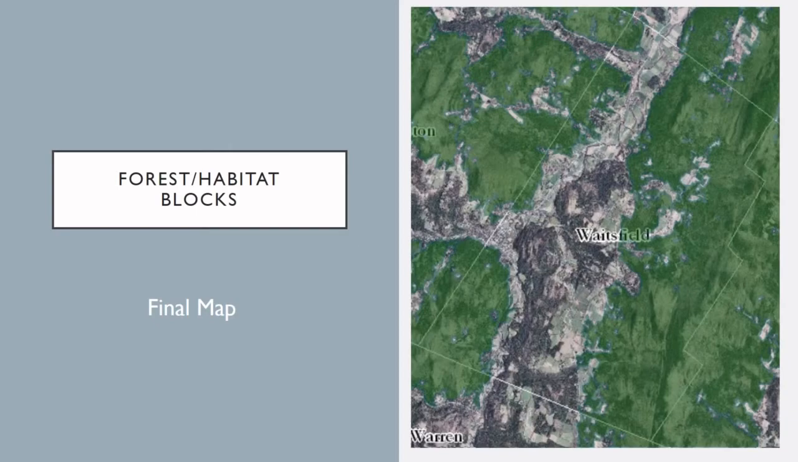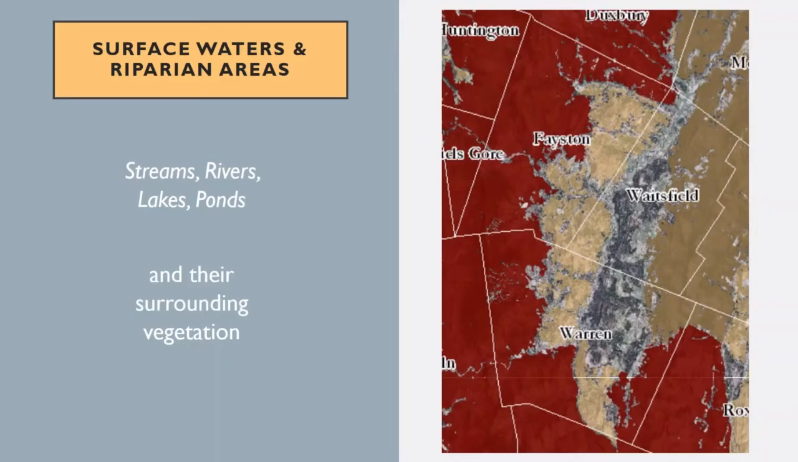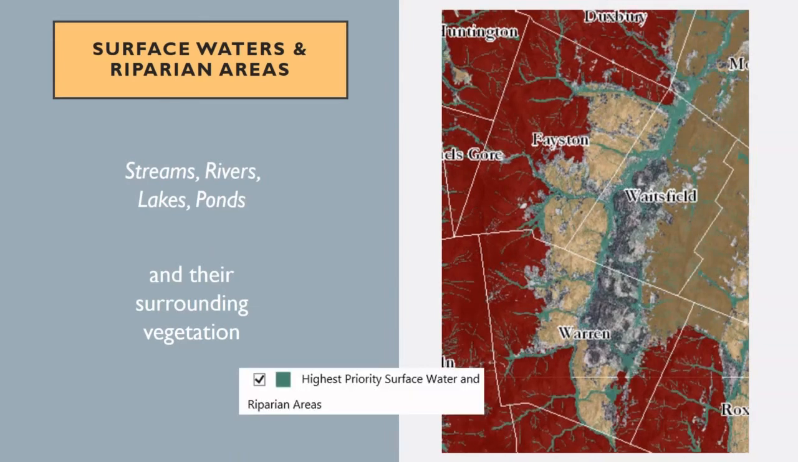Now, it's not just about those large blocks of forest, it's also about the habitat connectors. This next part will have slightly different layers, and we'll go through and find how you determine these habitat connectors. Of course, in the Mad River Valley, if you see those large blocks of forest, you see that large open space in between the area on the right and the area on the left. You might wonder, well, what's in there? Of course, the main thing that connects them is the Mad River.